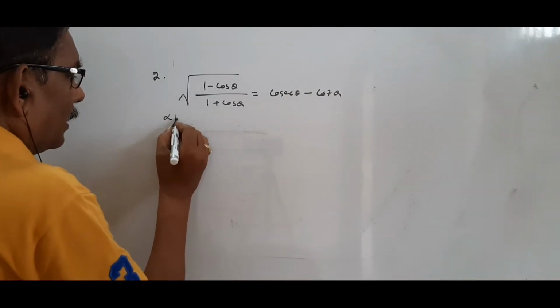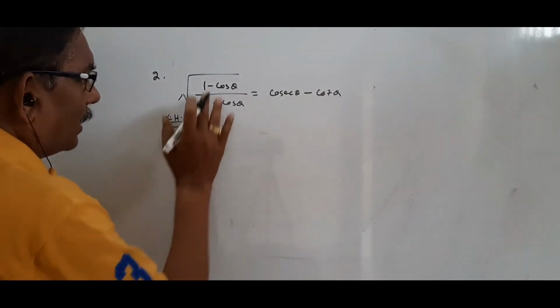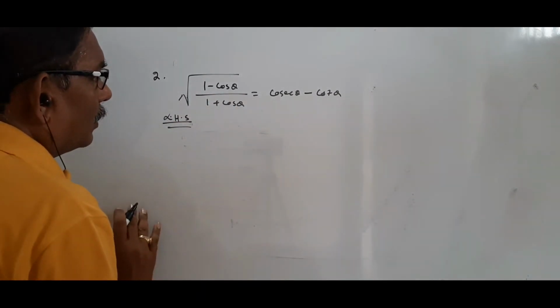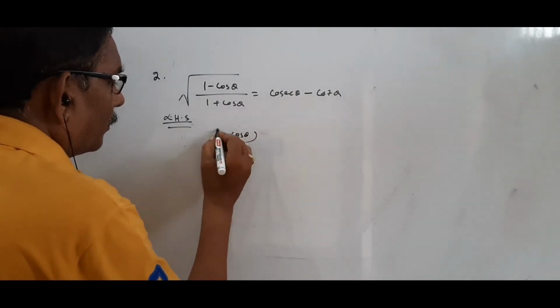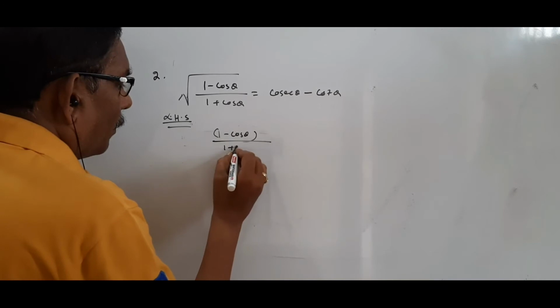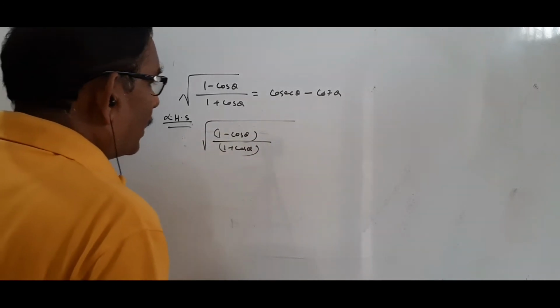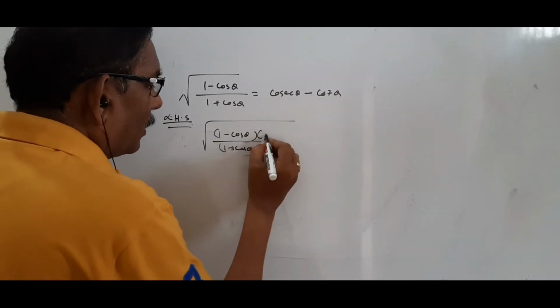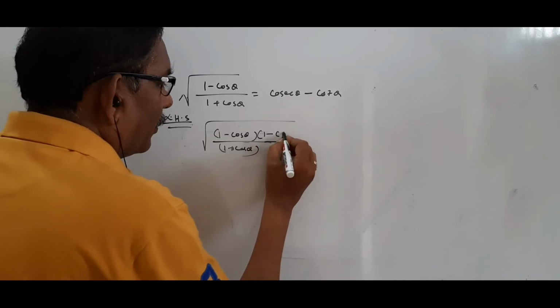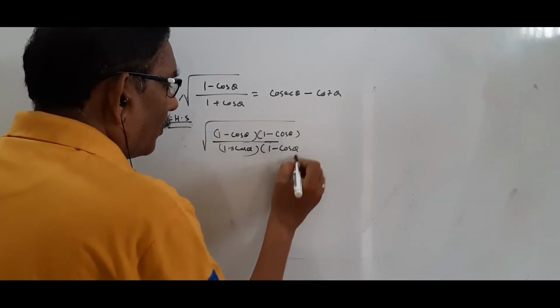So take the LHS side. Look here. Try to understand this question: 1 minus cos theta over 1 plus cos theta. You have to rationalize to prove this one. It is a plus sign, so you take the minus sign. Here also the same value.